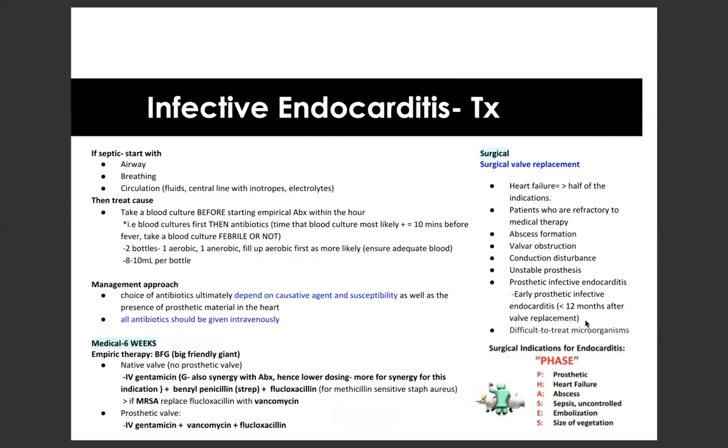And then the treatment, so as I mentioned, empiric therapy with BFG, big friendly giant, and it has to be at least 6 weeks, so prolonged IV therapy, so they're likely to have hospital in the home. It's also important to remember that they might need surgical management if they're not responsive to antibiotics or if they have heart failure, and there's a mnemonic where you can maybe help remember when you would consider referral to cardiothoracics.